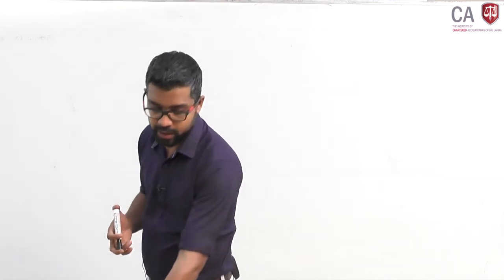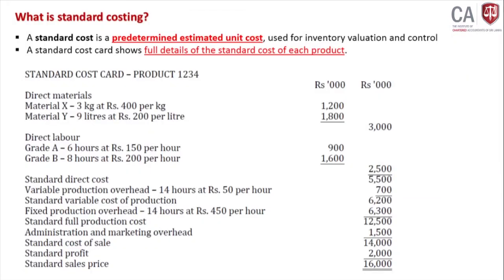Fine. Anyway, number 1, what is standard costing? Very important to understand. Standard cost is a predetermined estimated unit cost. Don't forget, predetermined. It is determined beforehand, estimated.